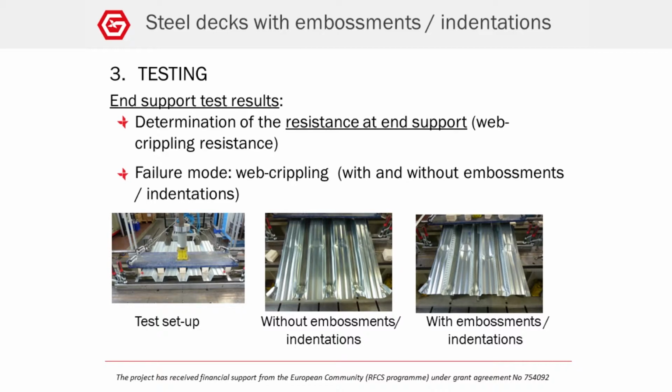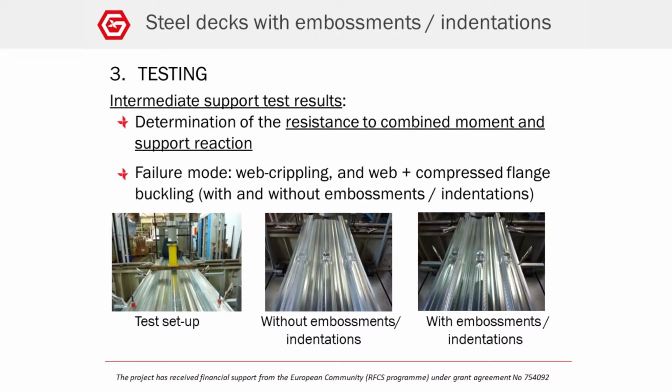Here we can see the pictures taken during the end support testing. On the left, we have the test setup. In the middle, a profile without embossments indentations. On the right, a profile with embossments indentations. The failure mode observed for all the profiles was web crippling. The resistance at end support was determined.